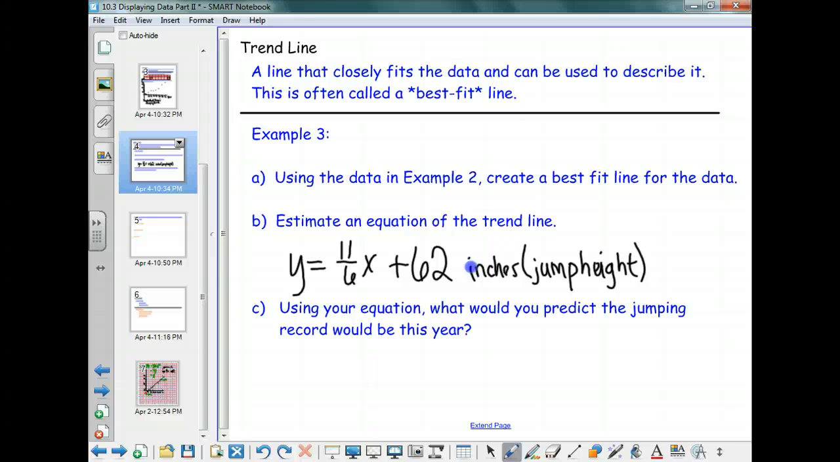So there's a couple of ways to write that. You could actually say what I just said. You could say, for X equals 0 is the year 2000. Some of you like that.